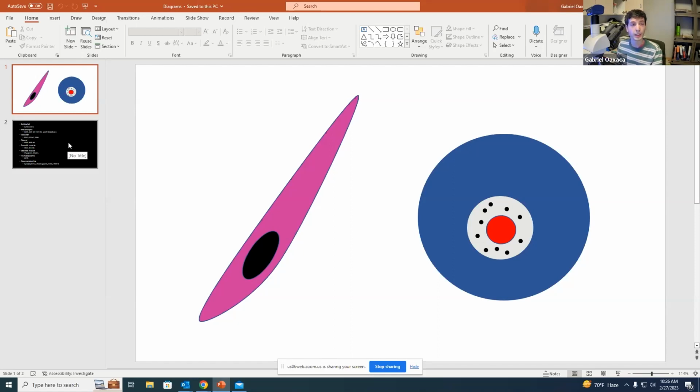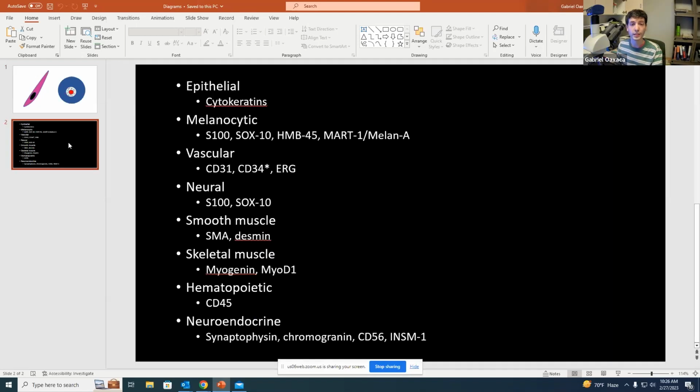And then additionally, in a lot of these cases, you can't say with 100% certainty what the diagnosis is without a little bit of ancillary immunohistochemical staining. And here we'll review how to establish a lineage of differentiation, which helps narrow down our potential differential and hone in on the final diagnosis.